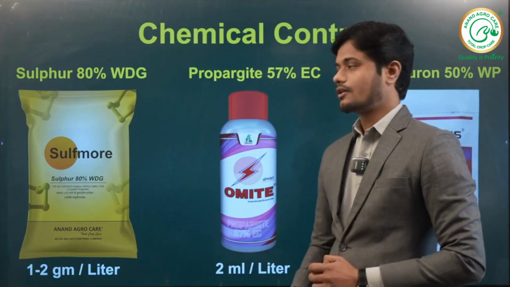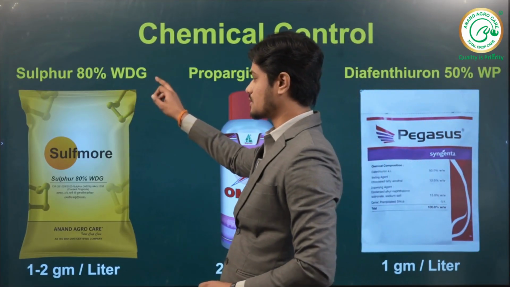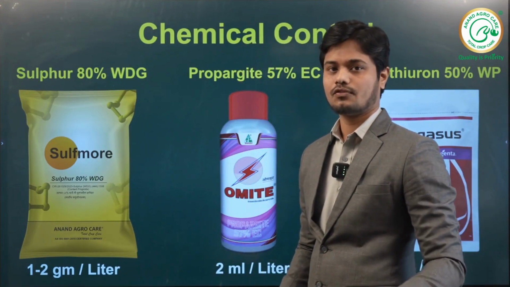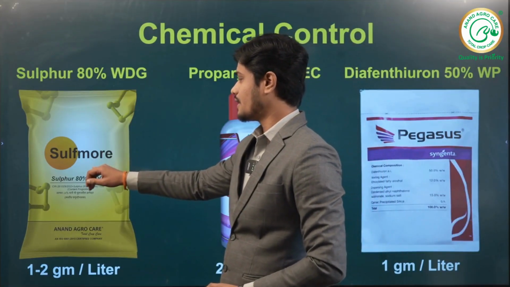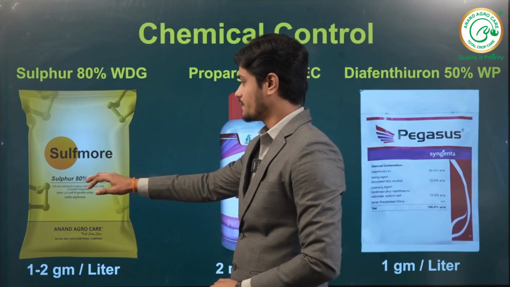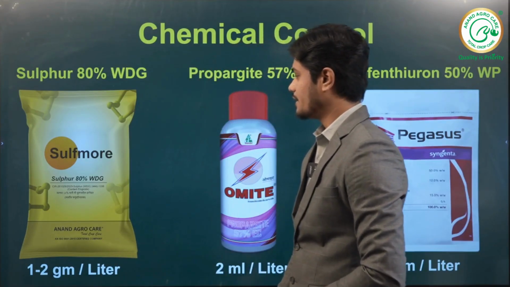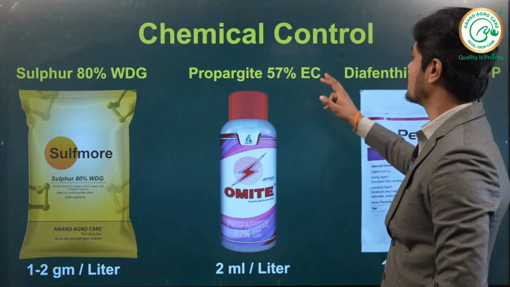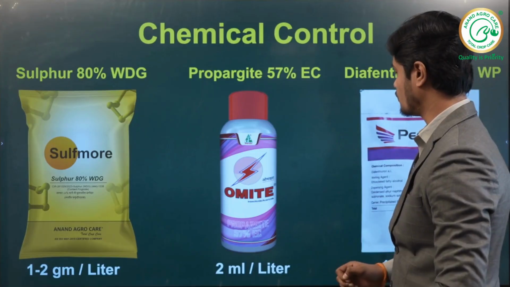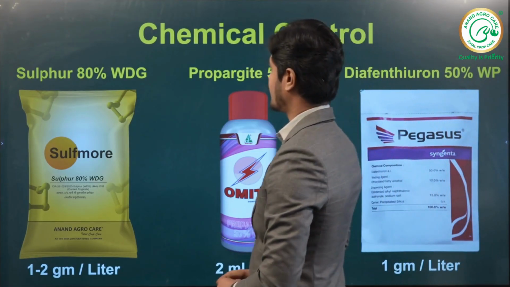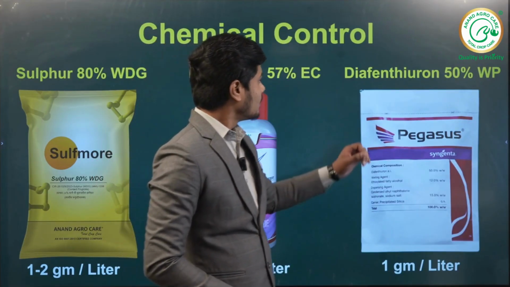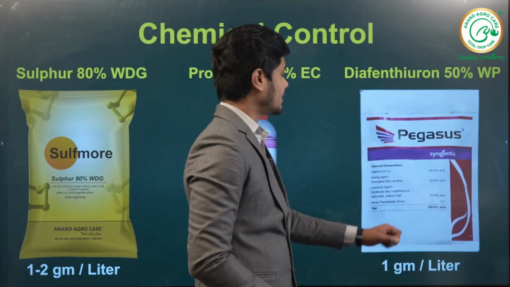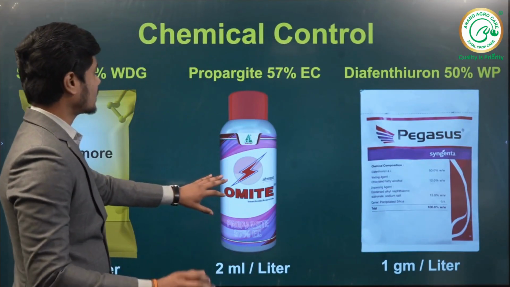So what are its chemical controls? You need to apply sulfur 80%, by the name of Sulf Moor. Anand Agrocare sulfur you can find on Google as well as any other platforms. The dose will be 1 to 2 gram per liter of water. Propargite 57% EC, dose will be 2 ml per liter of water. And the last one is diafenthiuron, 1 gram per liter of water. These are the chemical controls.